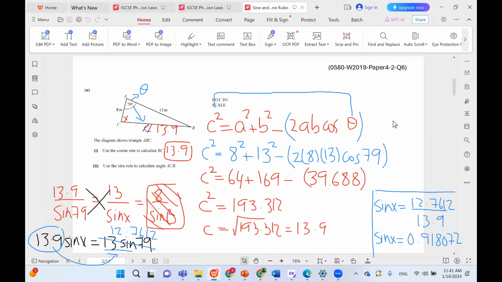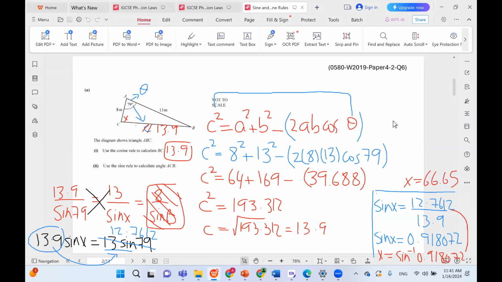So I'm just going to do shift sine. So the inverse sine, x is equal to inverse sine of this number. You just use shift and then sine on the calculator, and you put the same number you got. Of course, you could have just used the fraction, but I'm just trying to simplify things as much as possible for you. So it's shift sine 0.918072. And the answer, x equals 66.65.